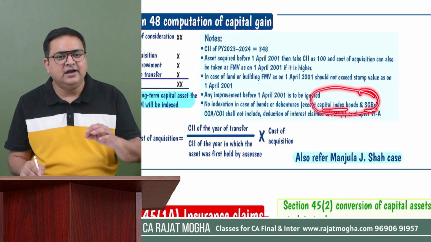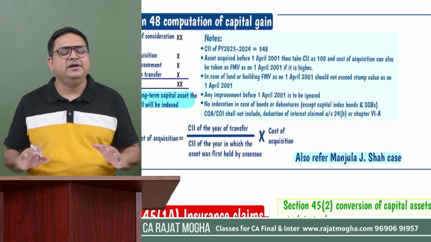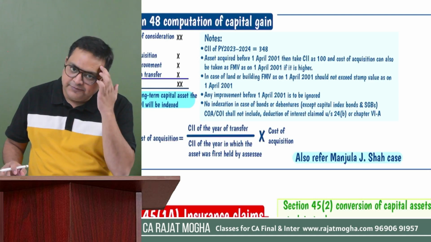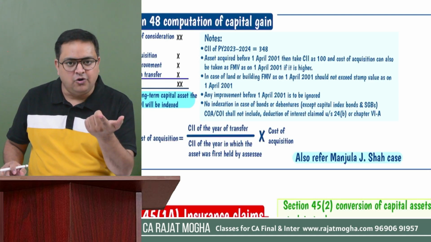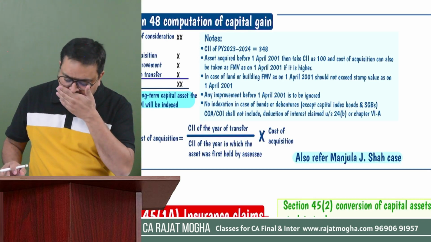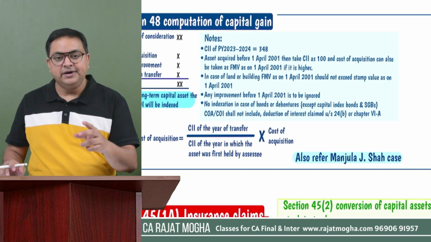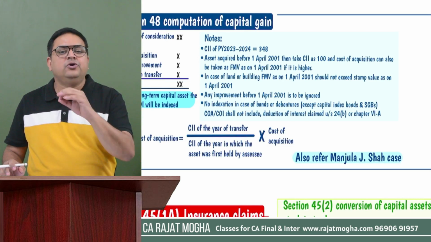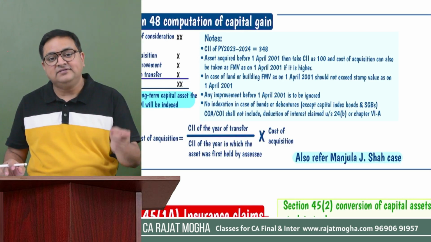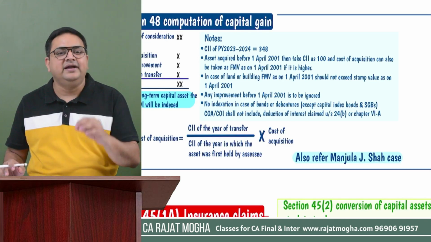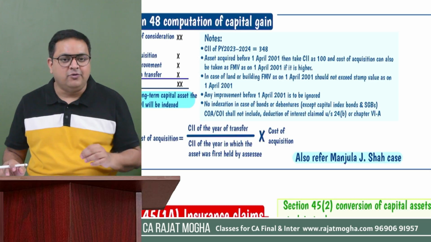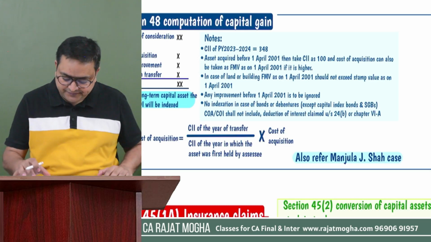Here indexation is allowed, but generally for bonds and debentures, if it is listed debentures or bonds, after 1 year it will be long term. If it is unlisted debentures, then after 3 years it will be long term. Got it? But please do not do indexation for these bonds and debentures. But yes, if it is CIBs, capital index bonds, or SGBs, sovereign gold bonds, then indexation is allowed.